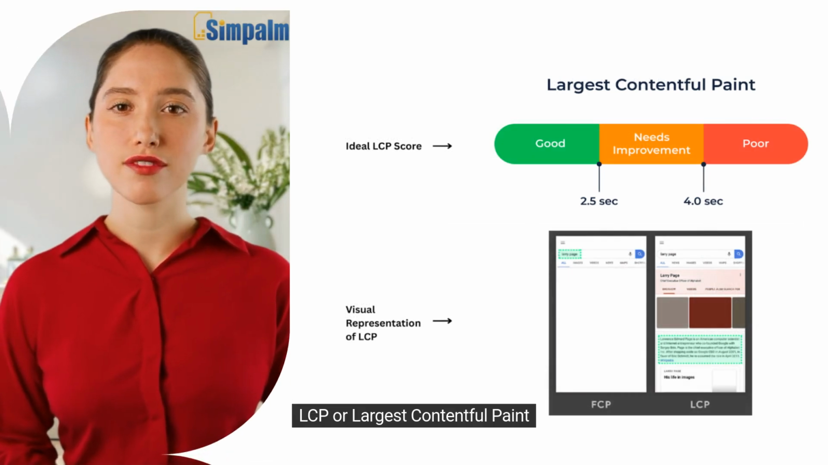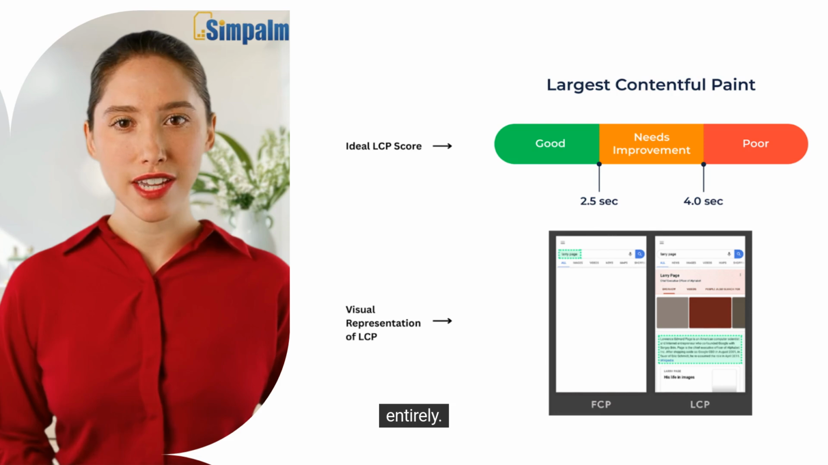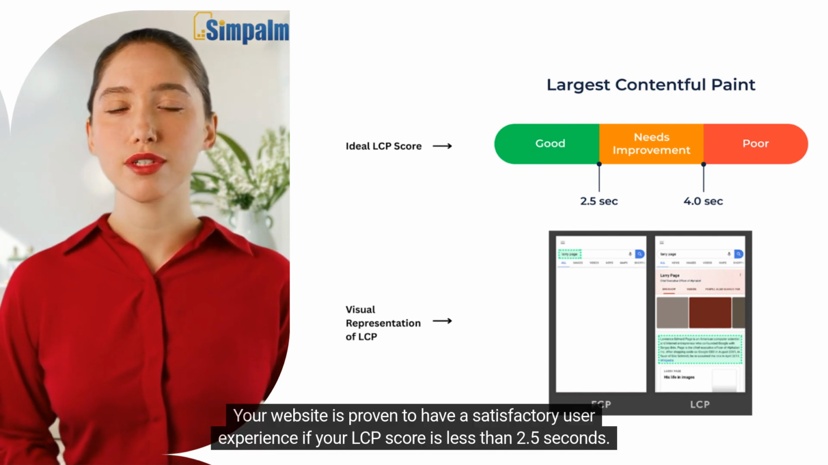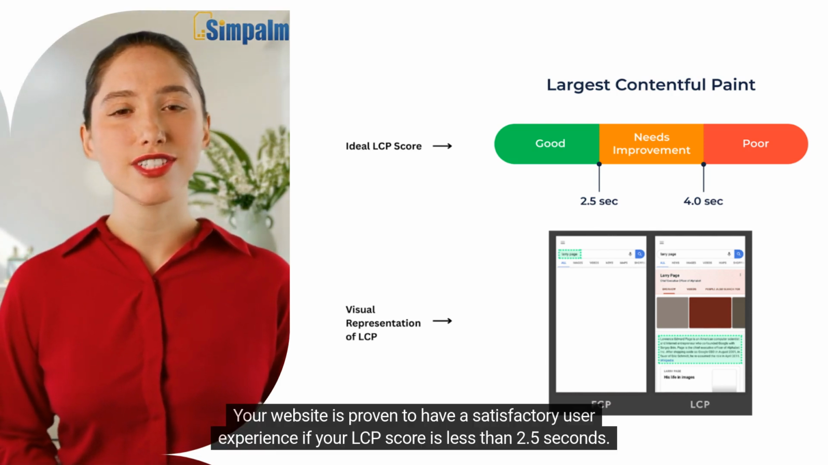LCP, or Largest Contentful Paint. It is the metric that records the time it takes for the largest content elements on your page to load entirely. Your website is proven to have a satisfactory user experience if your LCP score is less than 2.5 seconds.